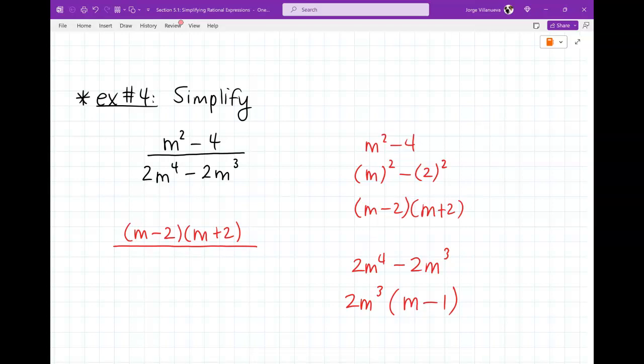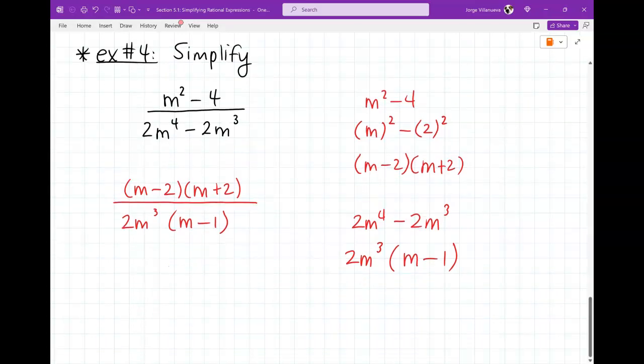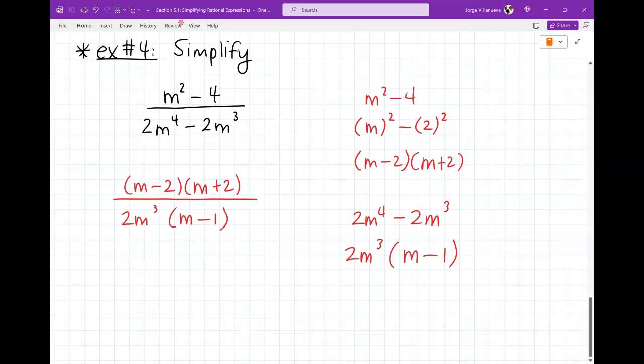All right, is there anything I can do with the m minus 1? Is it a difference of 2 squares? No, right? I can't trinomial factor it because it's only 2 terms. They don't have anything in common, m minus 1. So I'm going to write 2m cubed times m minus 1. All right. Is there anything that I can chop?